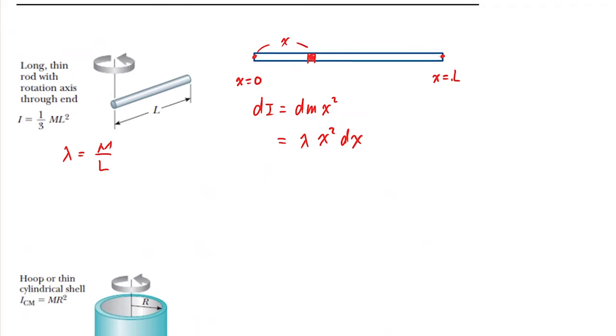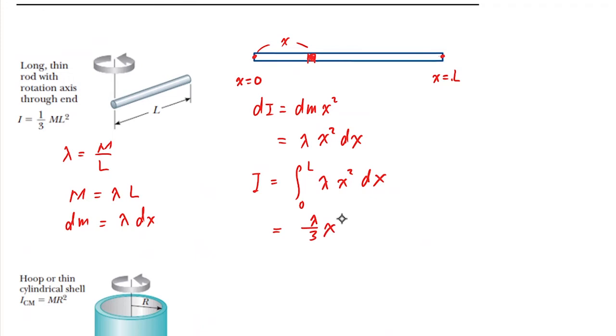For those of you who are hesitating, m is equal to lambda times L. Taking the differential on both sides, this is dm, and this is lambda, and instead of dl, we're calling it dx, which is more natural for us to integrate. You get it? So all you have to do is integrate this. Your moment of inertia here is the integral from 0 to L of lambda x squared dx. Good? And that gives you lambda over 3 x cubed from 0 to L.